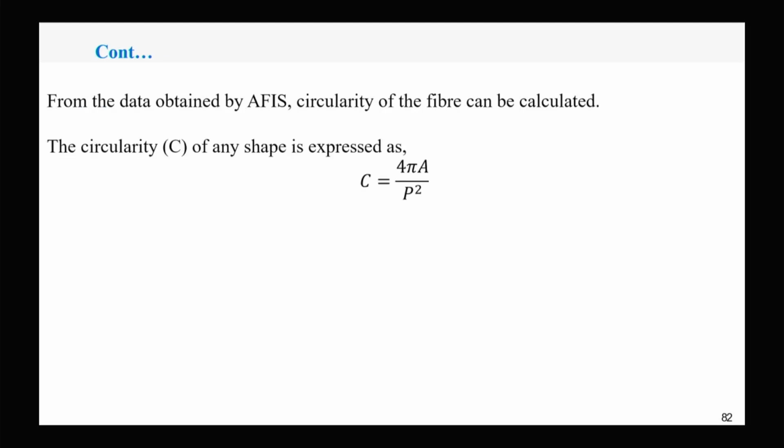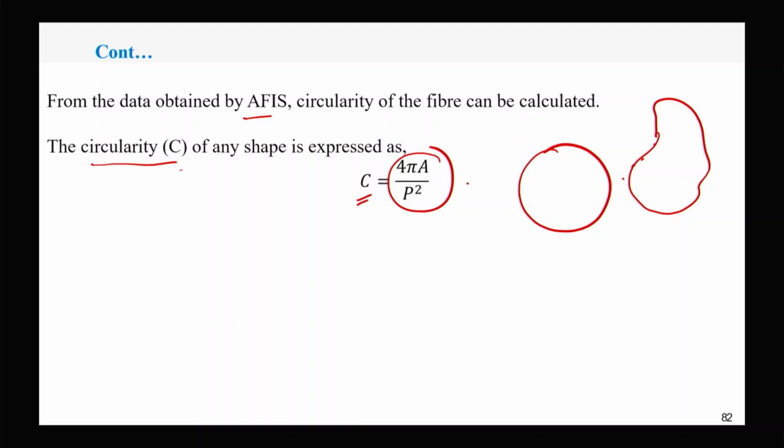Now from the AFIS data, as I have already mentioned, we can get the coordinates of each and every point. So the circularity is expressed by this relationship. The circularity C for a circle is 1. If it is a circle, it will be 1.